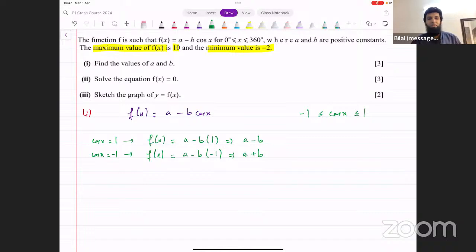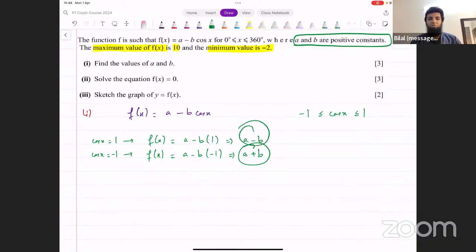Now, one of them is going to be the maximum value, the other one is going to be the minimum value. And we are given that the maximum value is 10 and the minimum value is minus 2. Now, which one of these is going to be maximum and which minimum? You see, the question says a and b are positive constants. So both a and b are positive. We know that. If a and b are positive, a plus b is obviously going to be a bigger number as compared to a minus b.